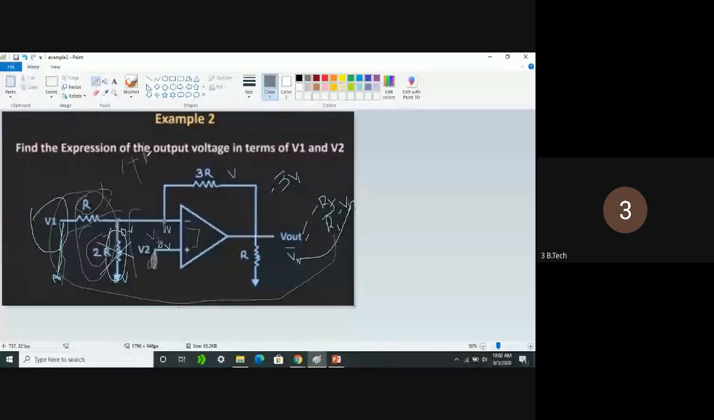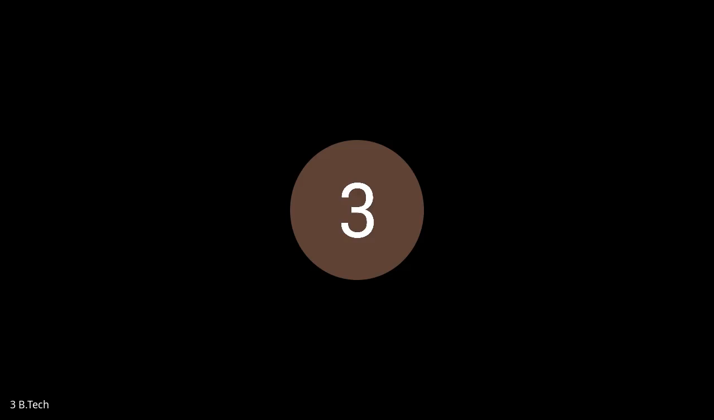Yes, sir. This is the way we can solve a lot of problems based on operational amplifiers. In the next session we will see some more problems, and after that we can see the different applications of operational amplifiers in the third unit. By this the second unit will also be completed. Clear, all of you?